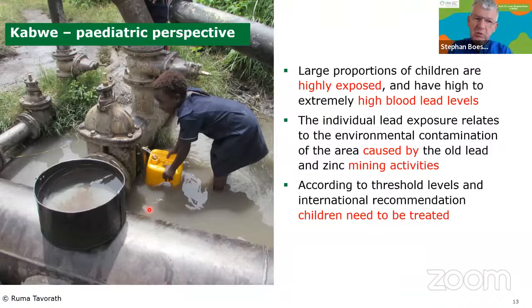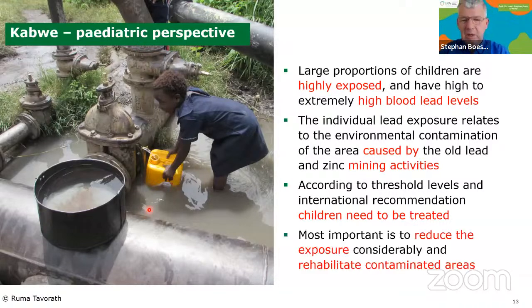The medical treatment has already started. The environmental rehabilitation is lagging behind. And most important is, of course, to reduce the exposure considerably in these contaminated areas.